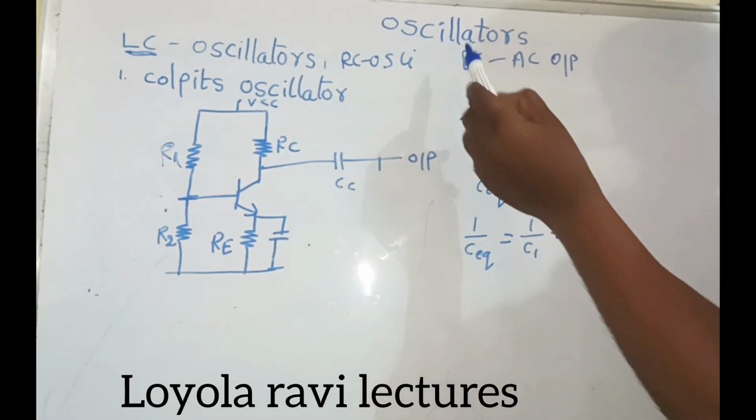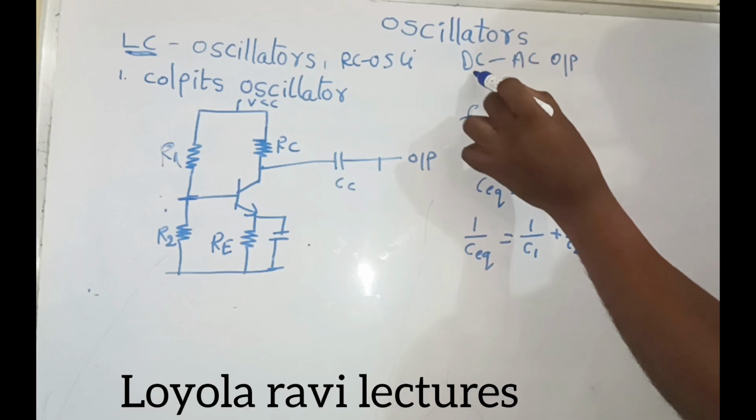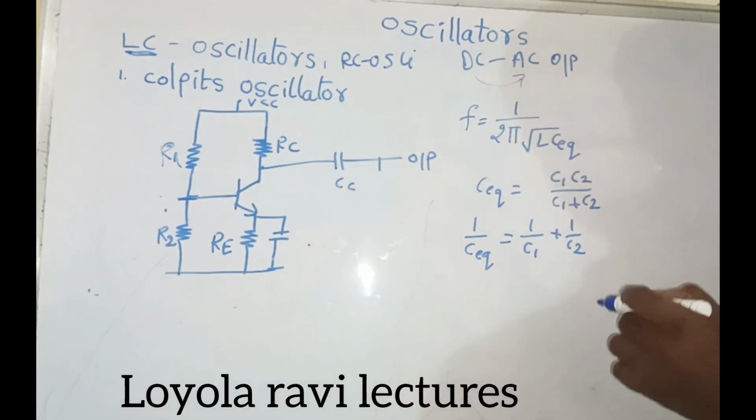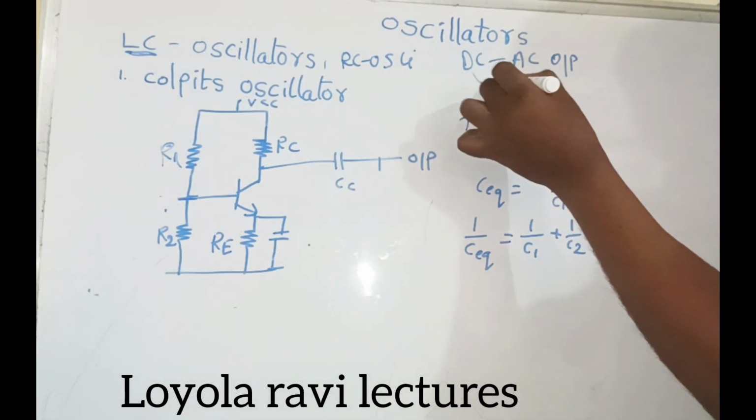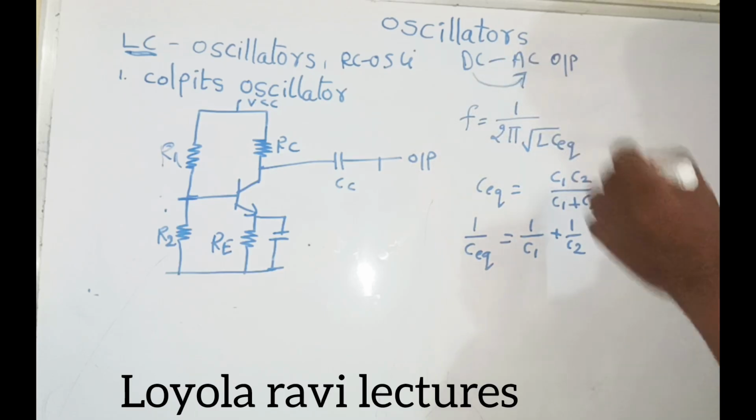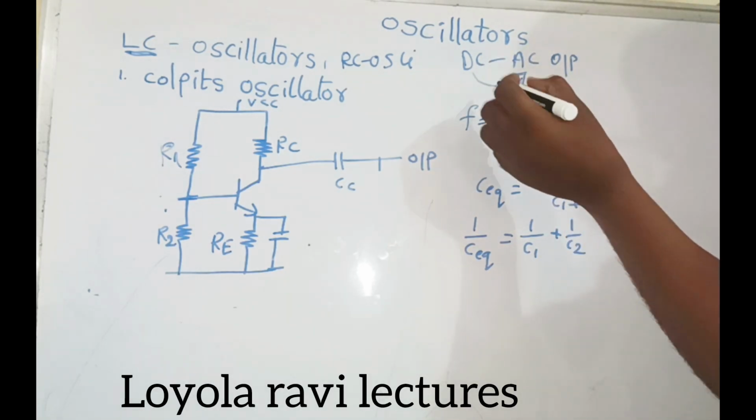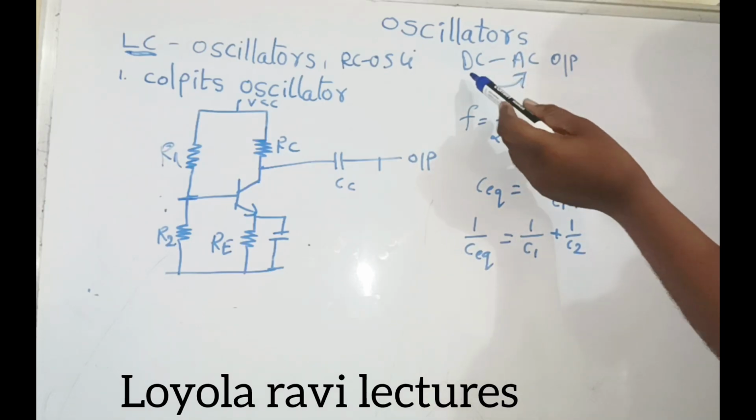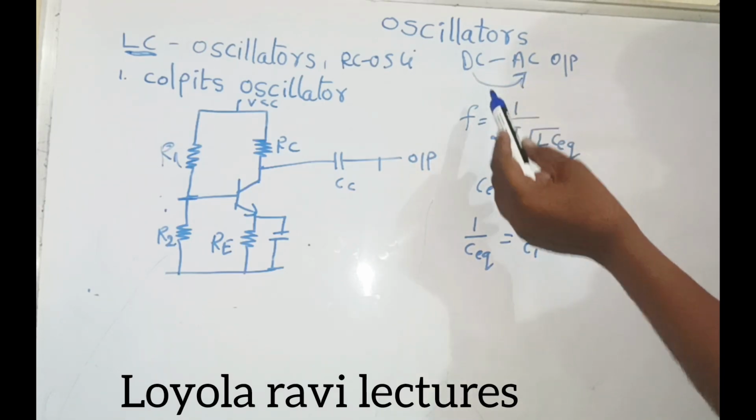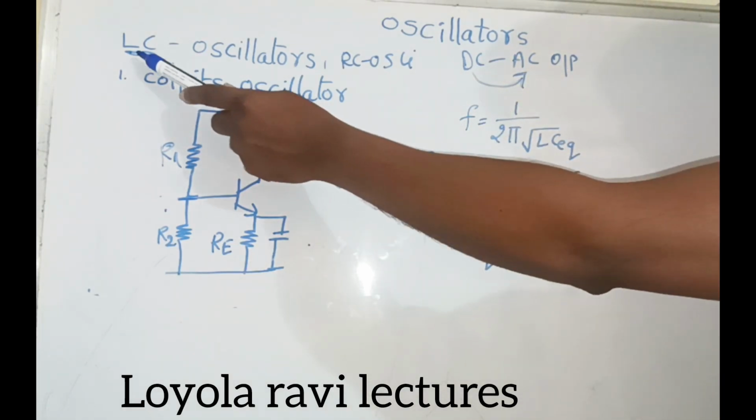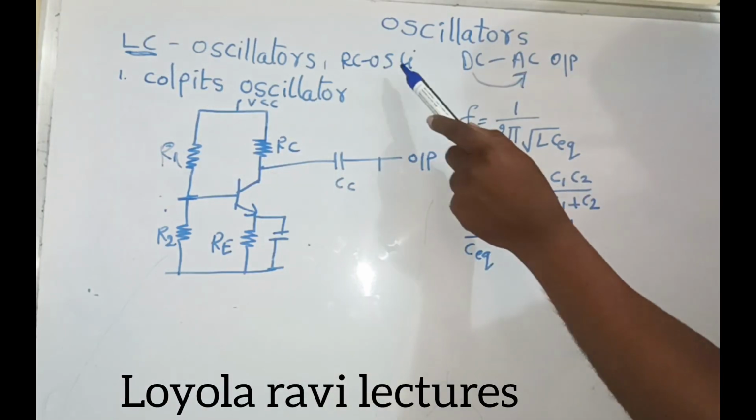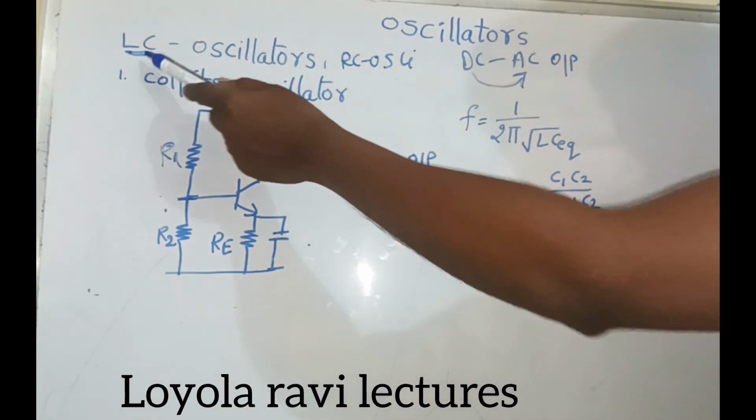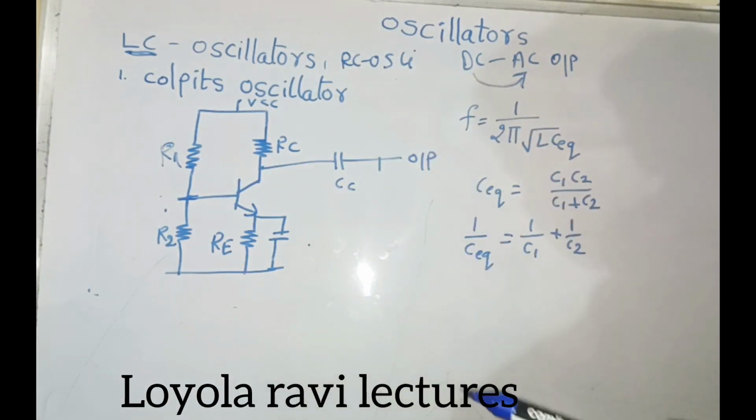Oscillators, a very important topic, convert a DC or noise signal to an AC output signal. In other words, without giving any AC input signal, they give an AC output signal. That is an oscillator. There are two types of oscillators: one is the LC oscillator, the second is the RC oscillator. LC oscillators and RC oscillators are both sinusoidal oscillators, which generate a sine signal.